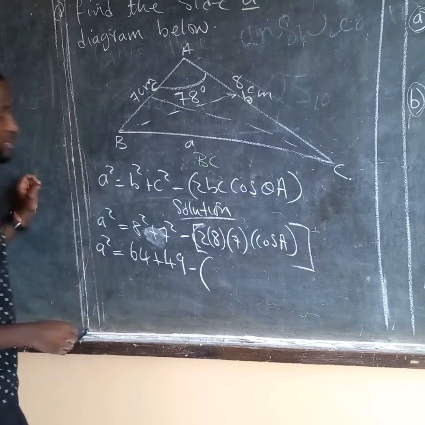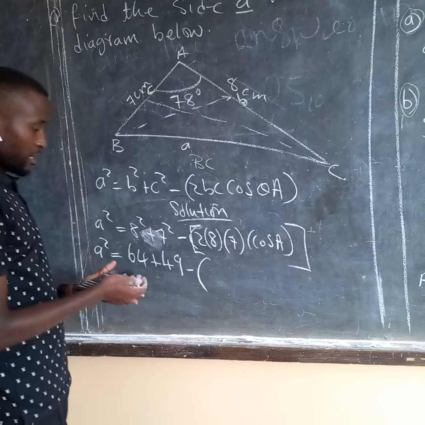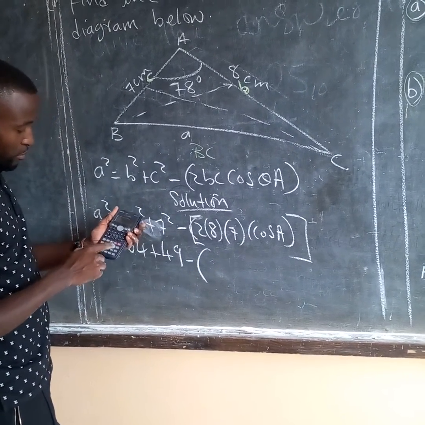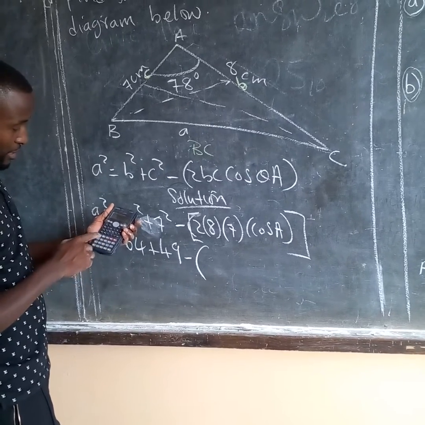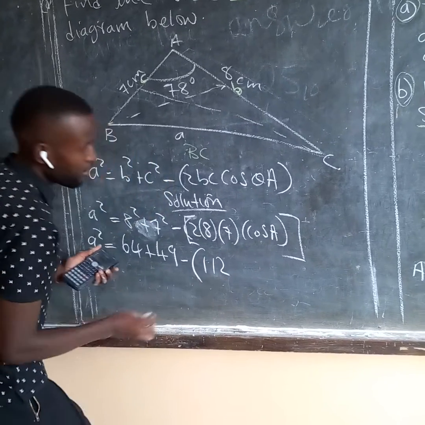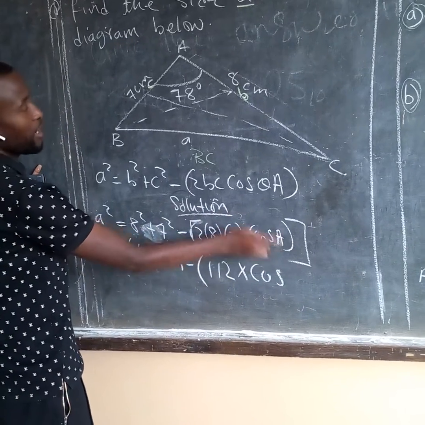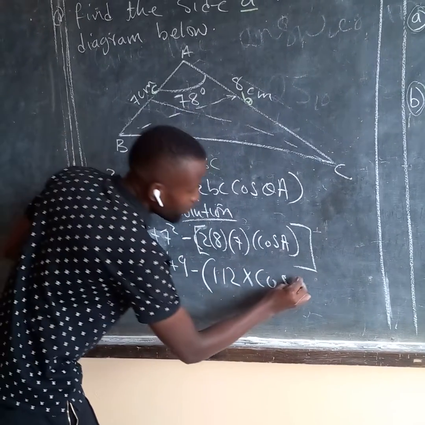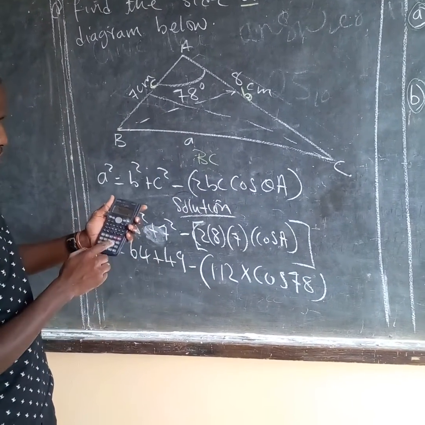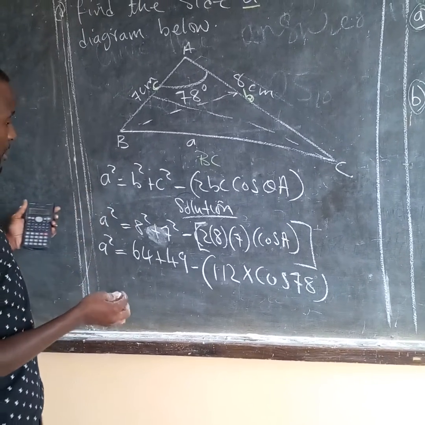So we are going to press our calculator now. Here you need a calculator because we have cos A. So 2 multiplied by 8 multiplied by 7, we are going to have 112, multiplied by cos A. What is angle A? Angle A is 78, multiplied by cos 78. So 112 multiplied by cos 78, you are going to have a big number.